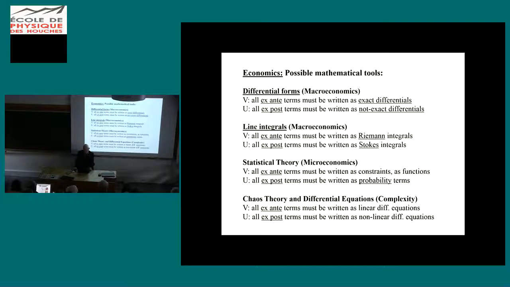Or we can use statistical theory in microeconomics. All ex ante terms must be written as constraints, as functions, and all ex post terms must be written as probability terms. Or we can use chaos theory and differential equations, and all ex ante terms must be written as linear differential equations, and all ex post terms must be written as nonlinear equations which are not solvable. I will only talk about the first two parts, differential forms and line integrals. It is obvious that statistical theory of microeconomics is done with statistics, and about chaos theory we'll hear somebody else at the end of this meeting.